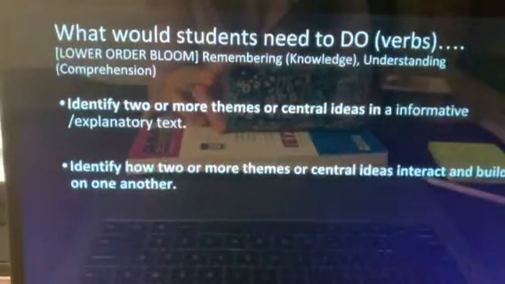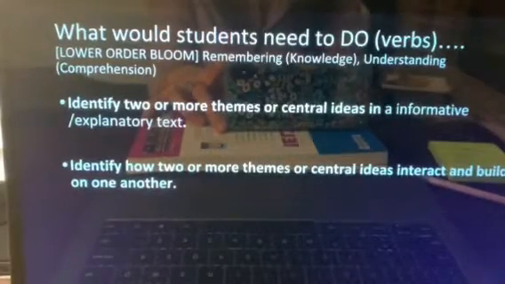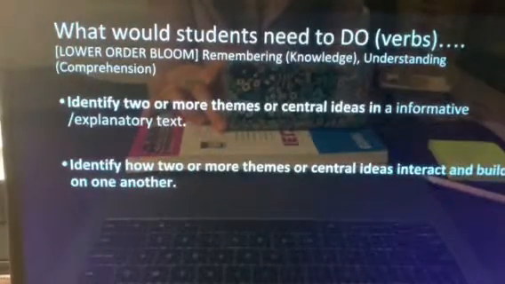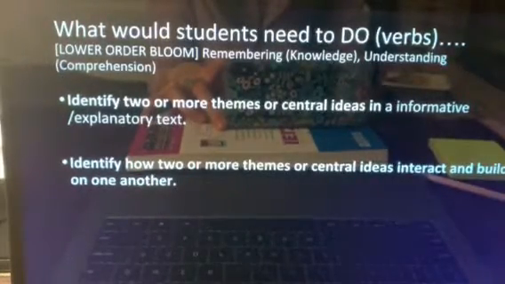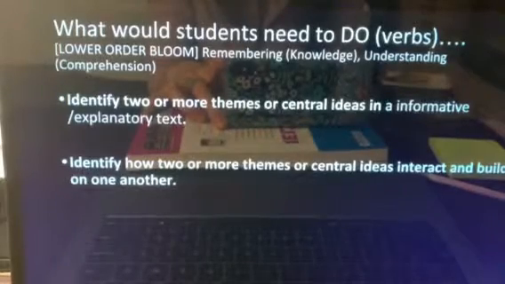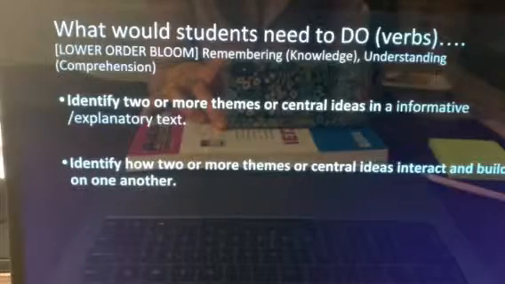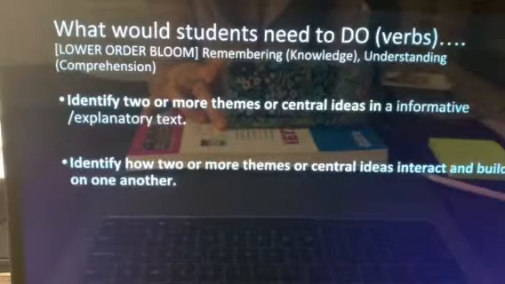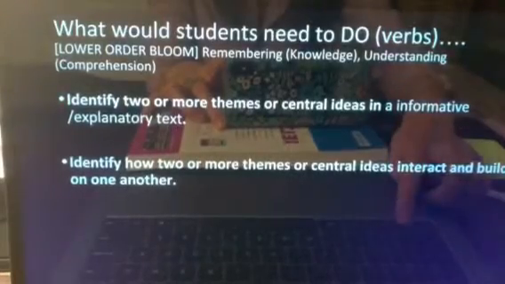So what would the student need to do? I just highlight some verbs. They need to identify two or more themes or central ideas in an informative or explanatory text, and identify two or more themes or central ideas interacting and building on one another.